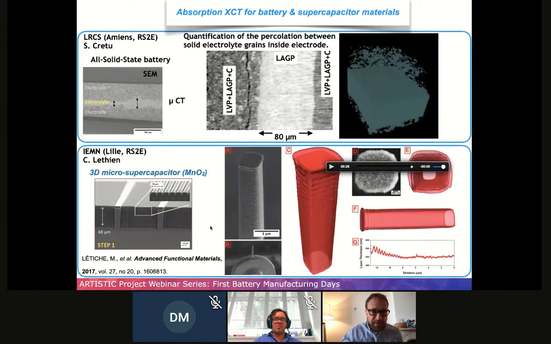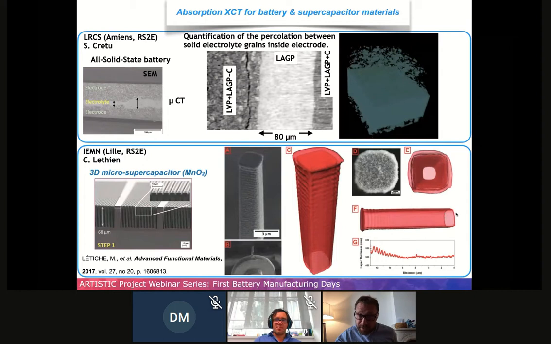A last example for absorption X-ray computed tomography is on the 3D micro supercapacitor. So it was the same idea. We properly cut one pillar and we analyze just the individual one. The idea was also to see the configuration of the surface and see how the thickness of the ALD deposition evolves as a function of the position on the pillars.